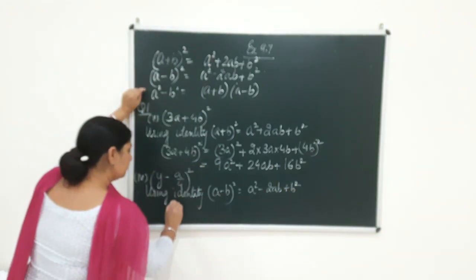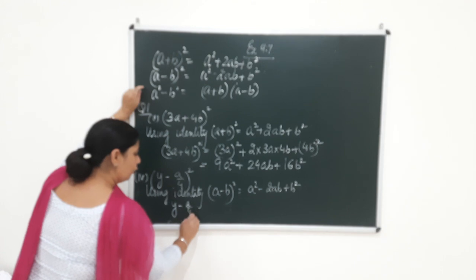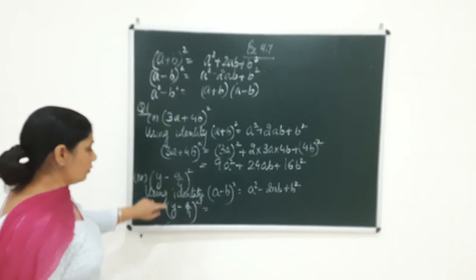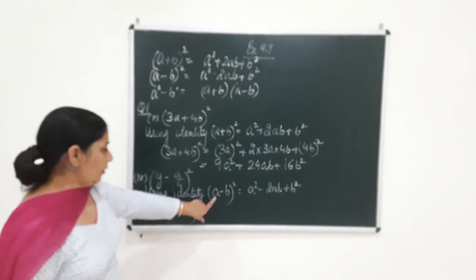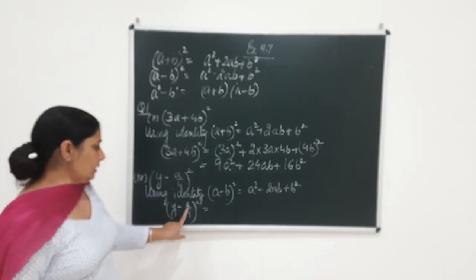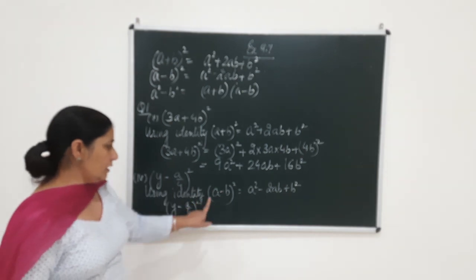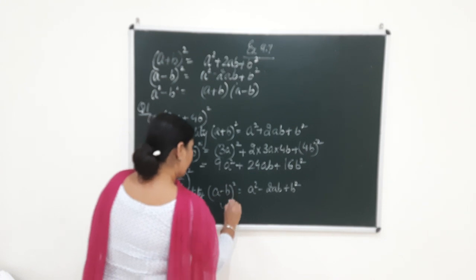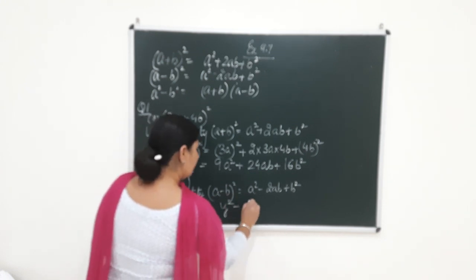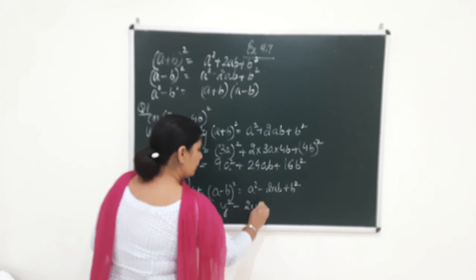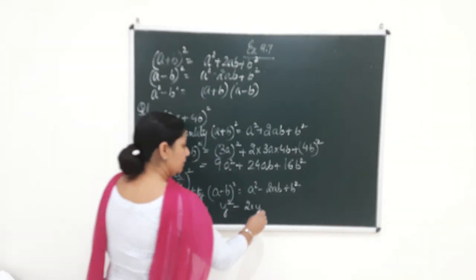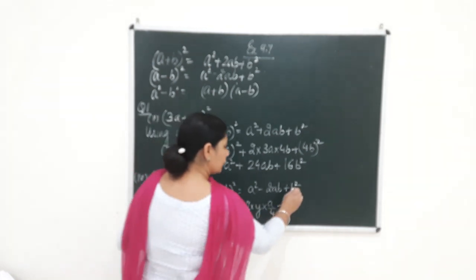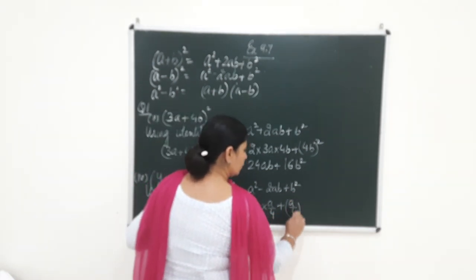Now what I get here is (y minus a by 4) the whole square. Okay beta? Y minus a by 4. Now see, the first term here is y and the second term is a by 4. The minus sign you will see is the same. Okay? So what you get here is y square, the first term square, y square minus 2 multiplied by the first term which is y, the second term which is a upon 4, plus the second term square which is (a upon 4) the whole square.